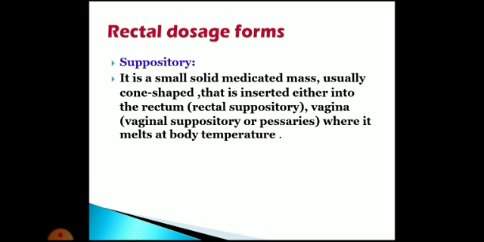In case of rectal dosage forms, there are mainly two examples. First one is suppository. Secondly, we have enema. Suppositories are small, solid, medicated masses. These are usually cone-shaped, inserted into the rectum or into the vagina, where they melt at body temperature.